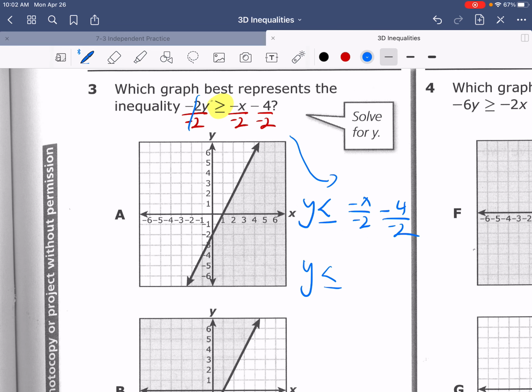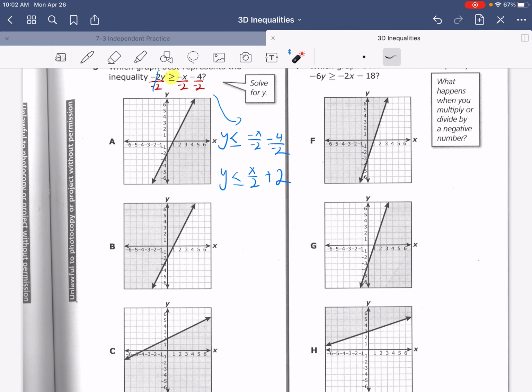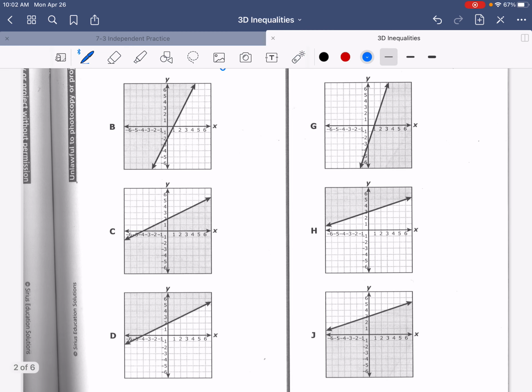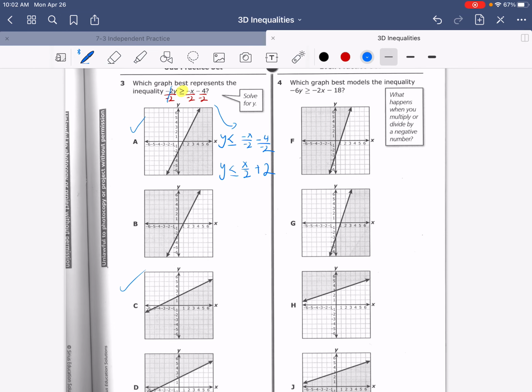So y is less than or equal to, negative divided by negative becomes positive, so it's going to be x over 2. Negative divided by negative becomes positive, so it's going to be plus 4 over 2. If you simplify, it's going to be 2. Now again, y is less than, which means it's smaller. You always open the mouth to the bigger side, and we're opening the bigger side to the x side, not y, which means we should shade the bottom. So it's going to be either A or C.